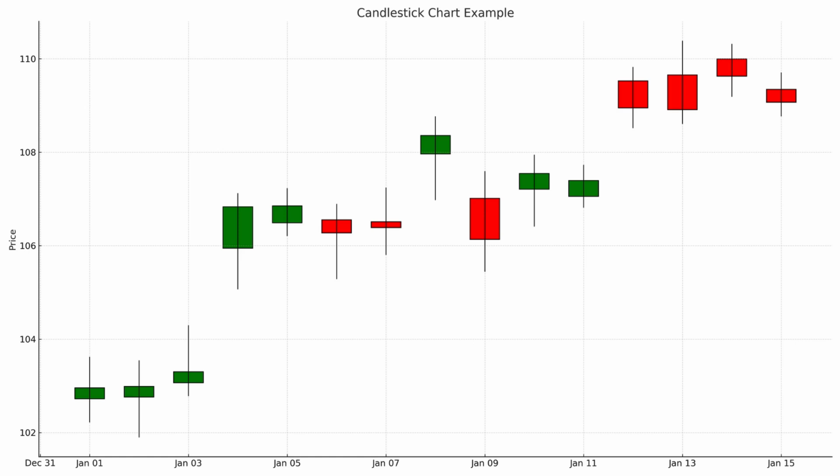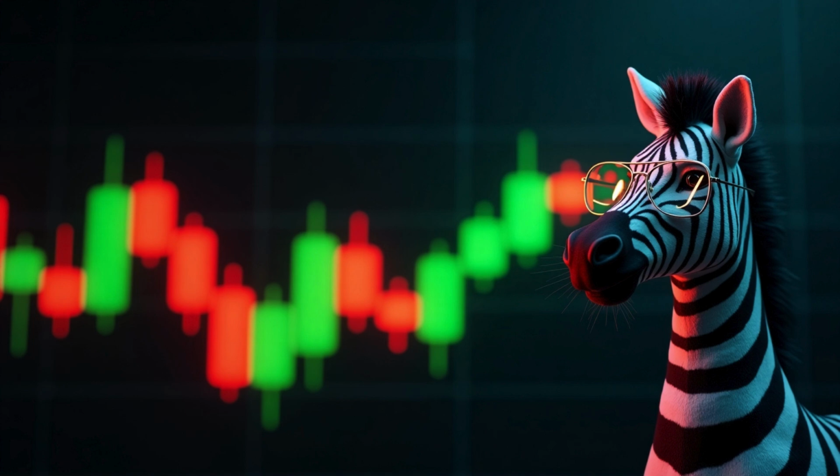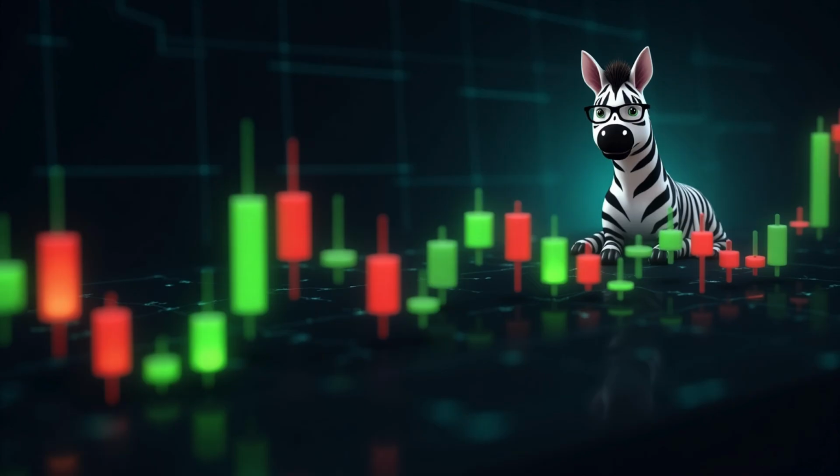Most traders look at candlestick charts every day. But do you really know what every candle is telling you? And how AI can read them faster, with more accuracy, and without bias? Today, I'll show you exactly how to read candles.